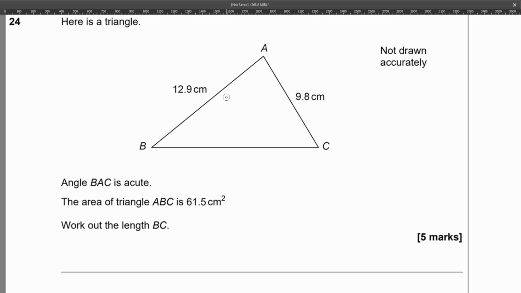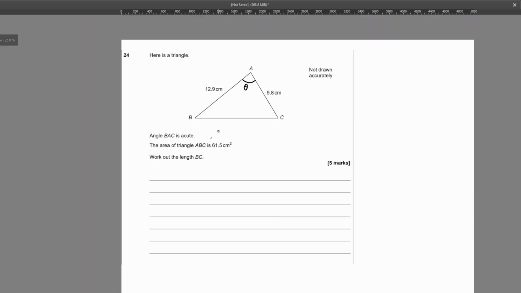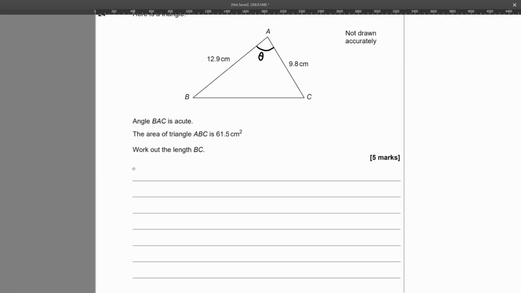Alright everybody, now let us begin with solving an example question right here. It says that the area of a triangle is 61.5. So let's call this angle theta. And we know that the area of the triangle, so 61.5, is going to be equal to 1/2 times 12.9 times 9.8 times sine of theta.